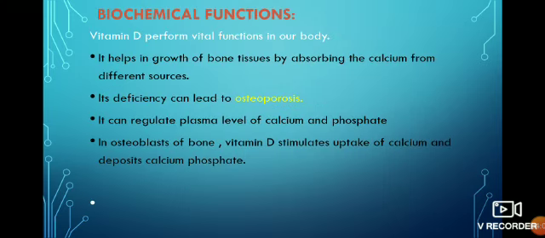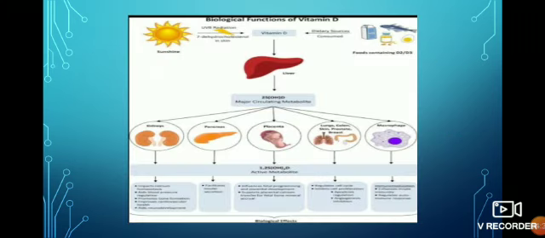Biochemical function of vitamin D. Its major function is it helps in growth of bone tissues by absorbing calcium from different sources. Its deficiency leads to osteoporosis. It can regulate the plasma level of phosphate and calcium. Here is a chart of biological function of vitamin D.